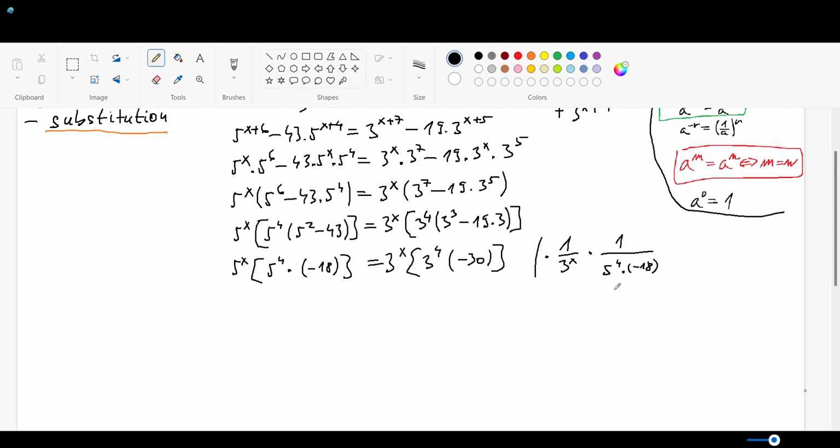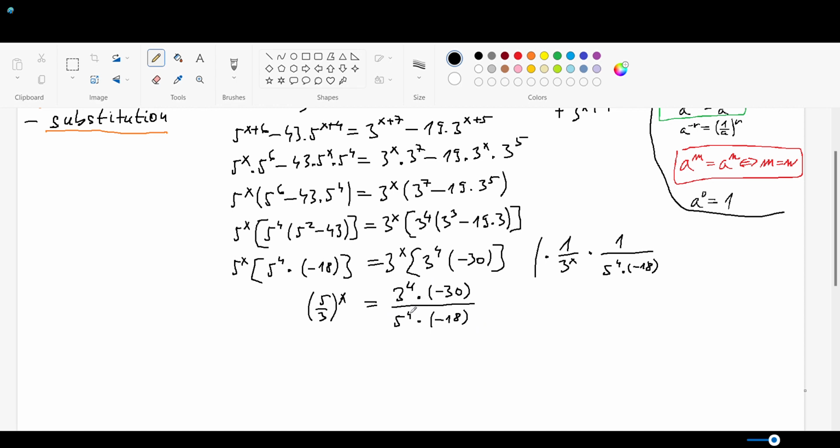So if we apply these operations, then it's gonna be on the left side of our equation 5 over 3 to the power of x equals, which is nice. And if you remember, and if you watch my previous video, you will understand why. And here we will have 3 to the power of 4 times negative 30 over 5 to the power of 4 times negative 18. And here you can see and understand why this was really the clever idea.